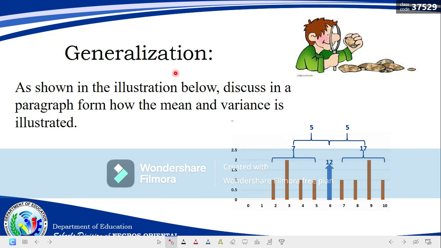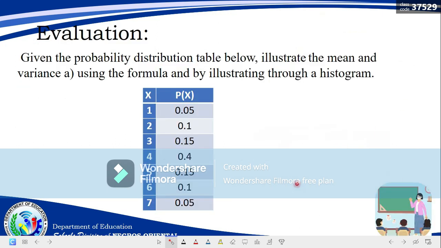Now, generalization. As shown in the illustration below, discuss in a paragraph form how mean and variance is illustrated. So you're going to explain how mean and variance is illustrated based on the histogram. Then evaluation. Given the probability distribution table below, illustrate the mean and variance using the formula and by illustrating through a histogram. Okay, so you will be answering that on your math activity notebook.